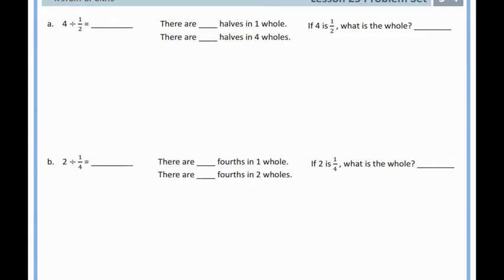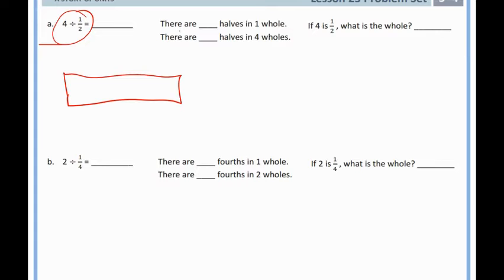So if you take a look at this one right here, your book, I know you don't have your book in front of you, but your book sets it up in a nice way. Basically, we're going to take the number 4 and divide it by a half. Here's how your book explains it.